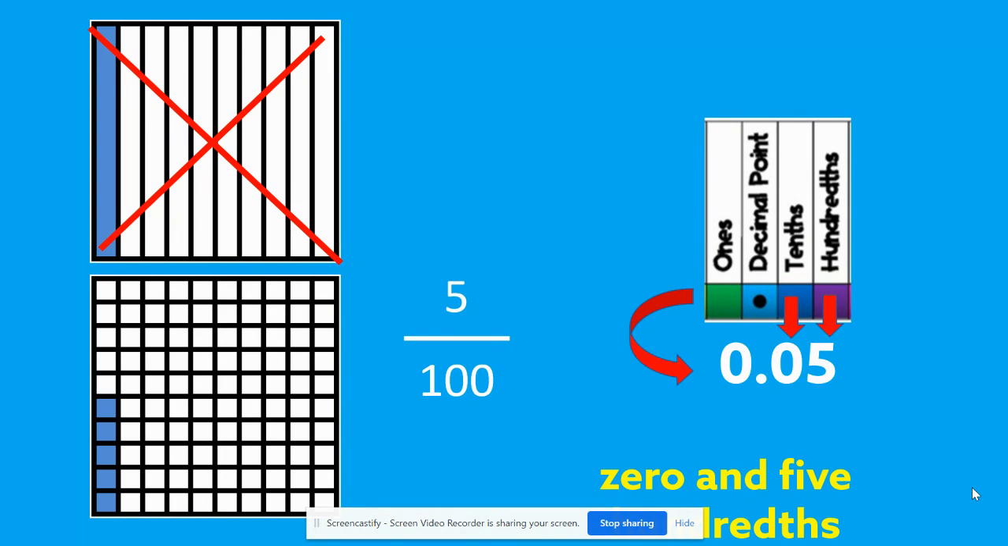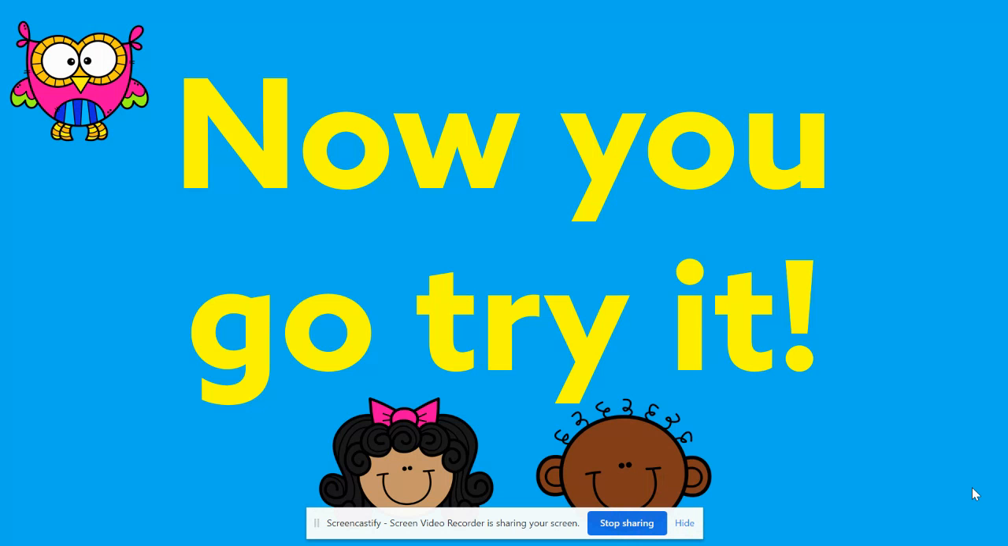And then look and see, do you have any tenths? If you don't have any, you need to represent it with a 0. So now you can go try it. If you get confused, you can watch this video, watch other videos that show decimals and fractions, and give it a try.